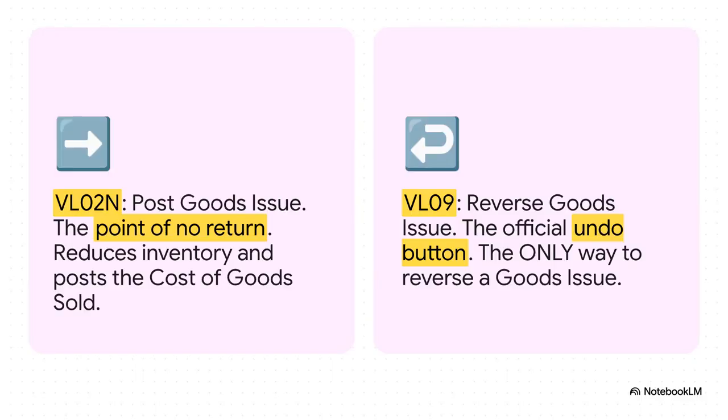Now, this is a really critical point. Posting the goods issue in VL02N, that's kind of the point of no return. It physically reduces your inventory and it posts the cost of those goods to finance. You can't just delete it. To undo this step, you have to use a completely separate, very specific transaction, VL09. It's the system's official one and only undo button.